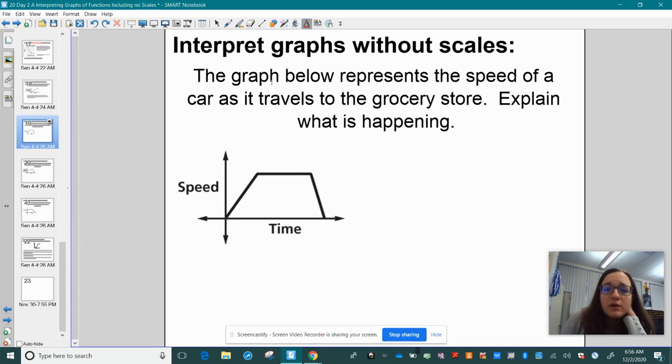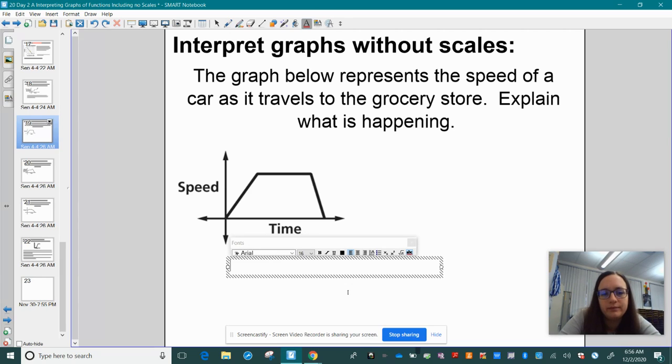So this one here, the graph below represents the speed of a car as it travels to the grocery store. Okay, well, if you're going to travel in your car to the grocery store, first you got to get into the car, right? That's here. You're starting. When you get into the car, you're not moving yet. The car's sitting there. You got to turn it on. So you begin at no speed, right? You start at home. You get the car. You start.